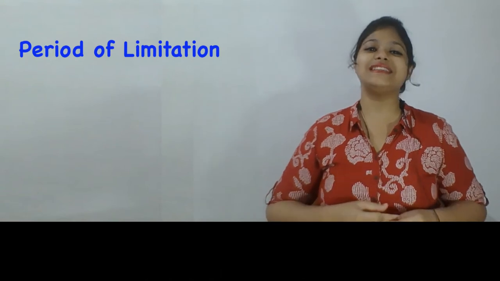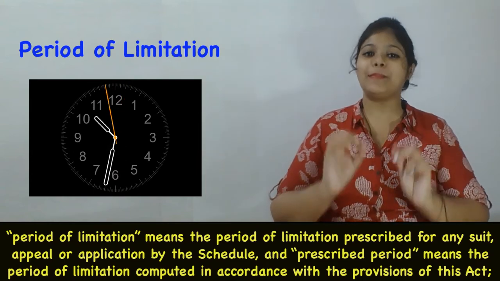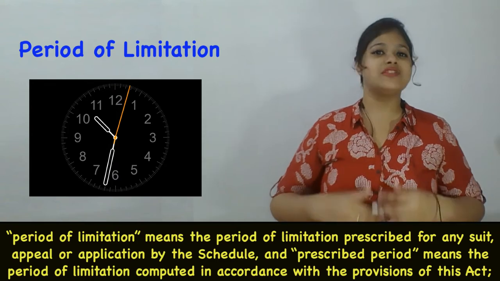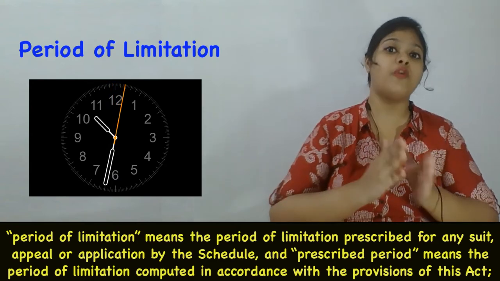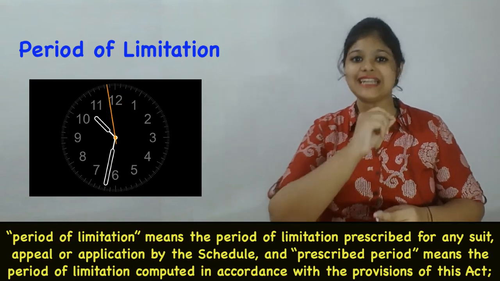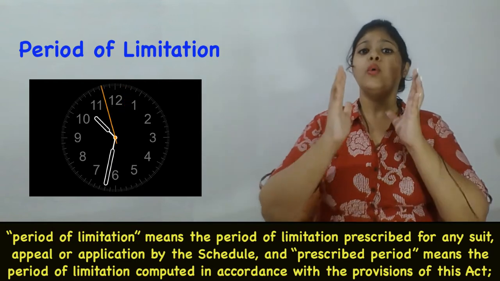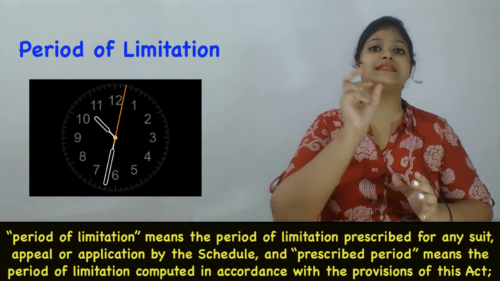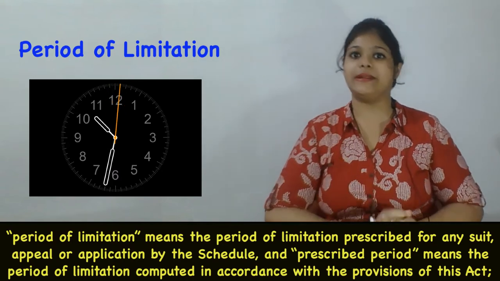The definition is the period of limitation. The period of limitation prescribed for any suit, application, or appeal is in accordance with this Act. There are certain provisions from section 4 to 24 which decide the period of limitation, and also there is a schedule which will specifically say what the limitation period is for a particular suit, application, or appeal.